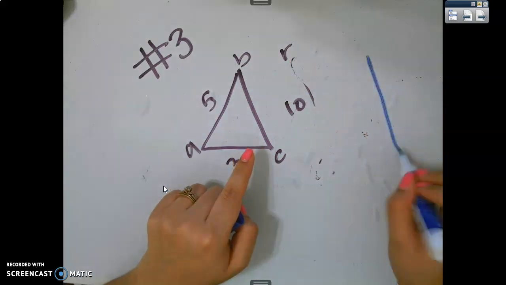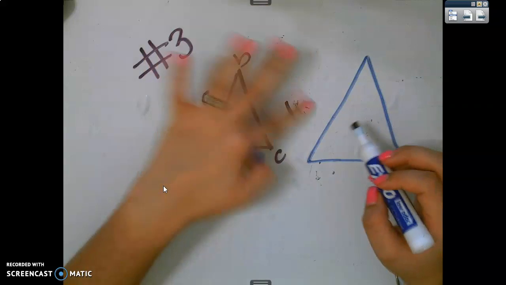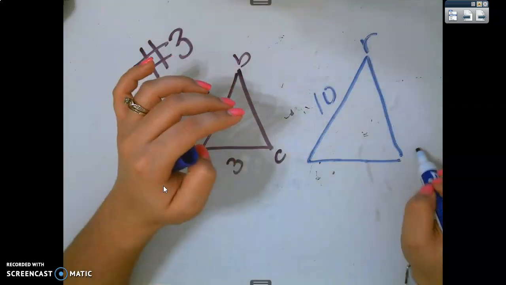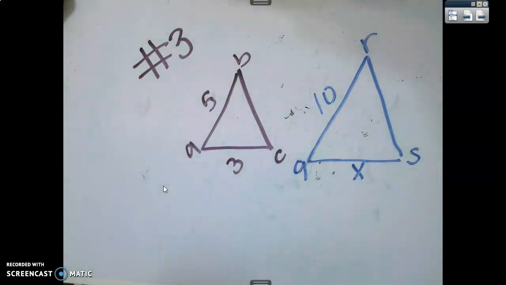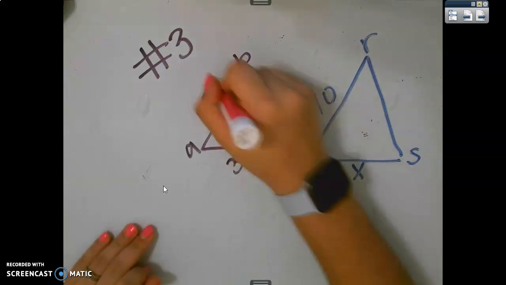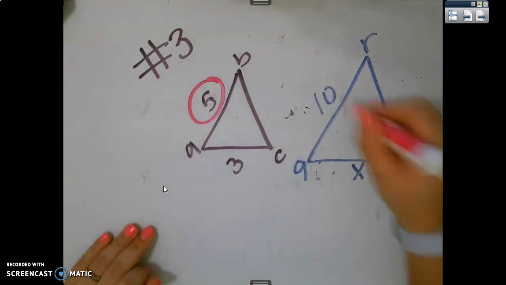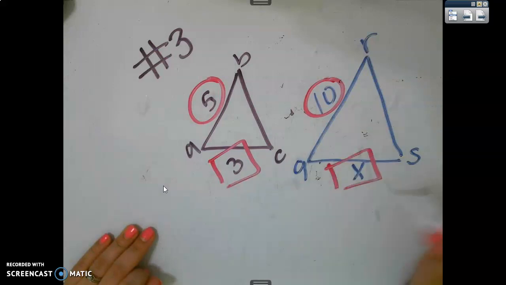All you did was drop down that part of the triangle. So your 10 is still going to be over here, your r is still going to be over here, and your x, okay? So now you're going to go ahead and match the sides. So side AB and AC match Q and R, and side AC corresponds to Q and S.